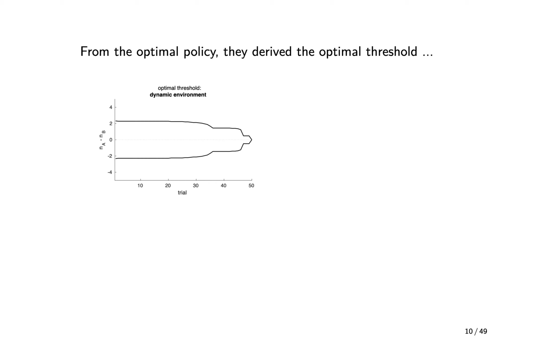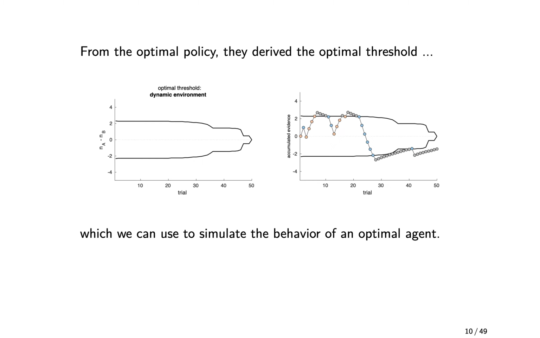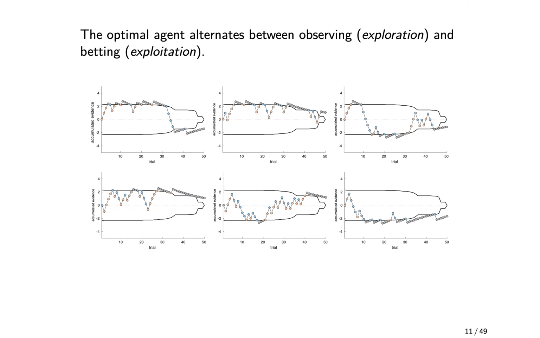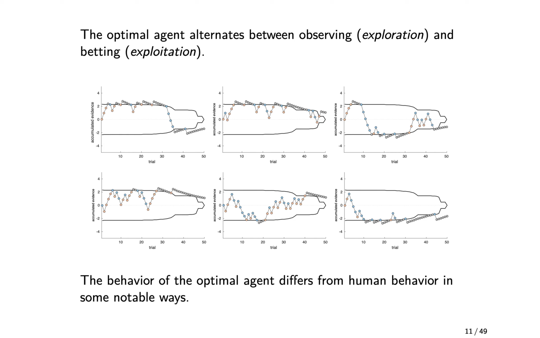From the optimal policy, they derive the optimal threshold, which we can use to simulate the behavior of an optimal agent. This agent will observe and bet when the accumulated evidence is between versus outside the thresholds, respectively. And you can see that this accumulated evidence decays over time. This allows the agent to occasionally observe again, and thereby react to changes in the environment. In other words, the optimal agent alternates between observing, or exploring, and betting, exploiting.